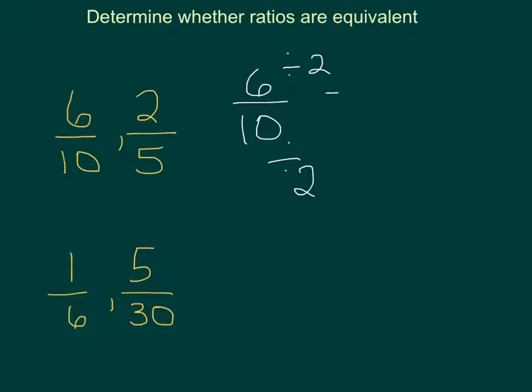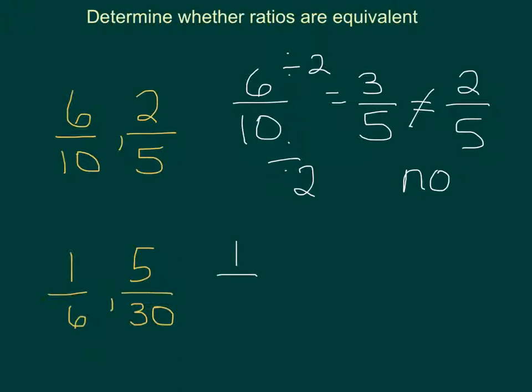6 divided by 2 is 3. 10 divided by 2 is 5. We're not able to go down anymore. And the other fraction was 2/5, so we would say that they are not equal. So you can either say no, or you can write an equal sign with a line through it, meaning that they are not equal.